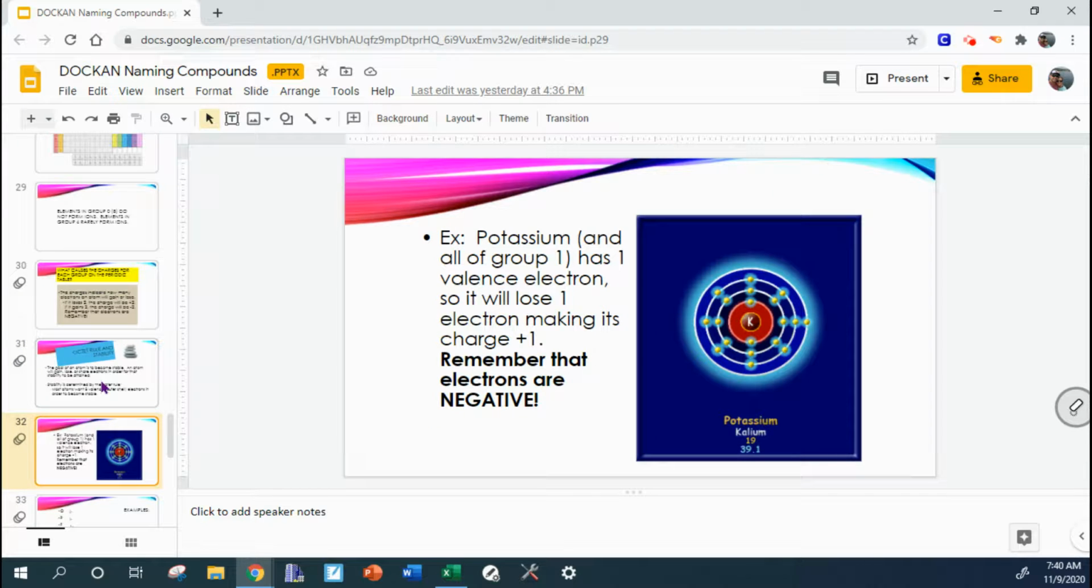So for example, potassium is in group 1. If you look at this picture, in its outermost ring right here, we have 1 valence electron. In the ring just inside, we've got 1, 2, 3, 4, 5, 6, 7, 8. So potassium would like to have 8. It has 9 right now. It's going to get rid of 1. And to do that, it's going to become positively charged.